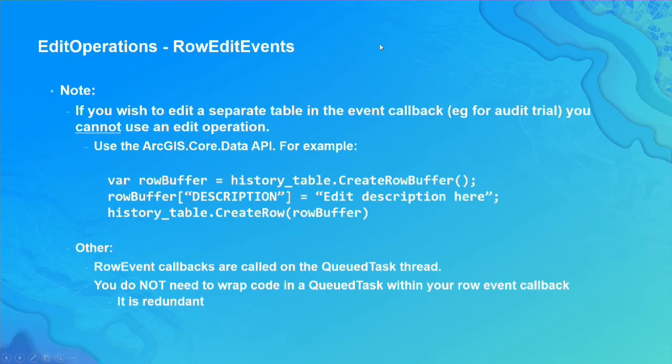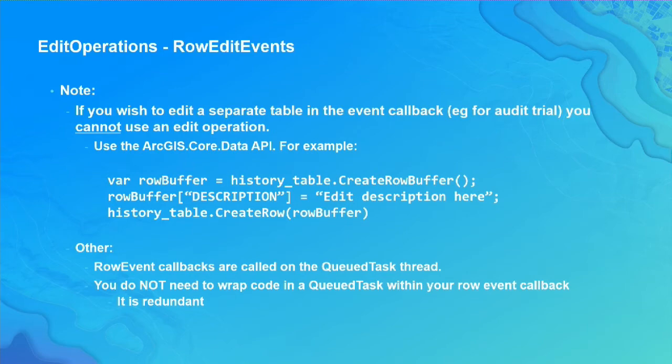All right, if I want to edit other tables in my row edit events, I can't use the existing edit operation. We don't pass that down as part of the row changed event or the row events. It's something worth thinking about in the near future. You have to use the core data API to make any additional changes to external tables or to other related tables, for example. Here's an example of writing to a history table.